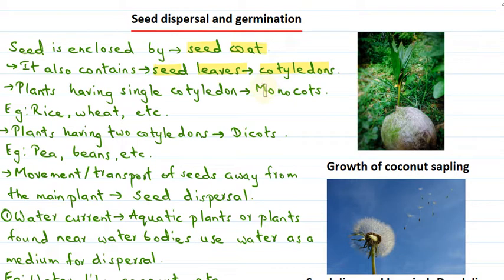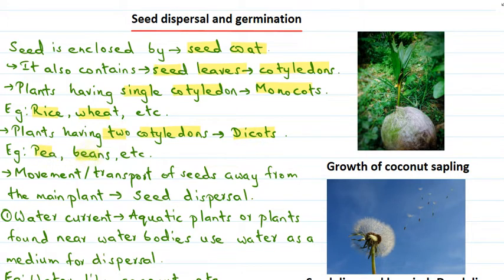Now, based on the number of cotyledons present in a flowering plant, plants can be classified as monocots or dicots. The flowering plants that have a single cotyledon are called monocotyledonous plants or monocot plants. For example, rice, wheat, etc. Those plants which have two cotyledons are called dicot plants or dicotyledonous plants. For example, tea, beans, etc.